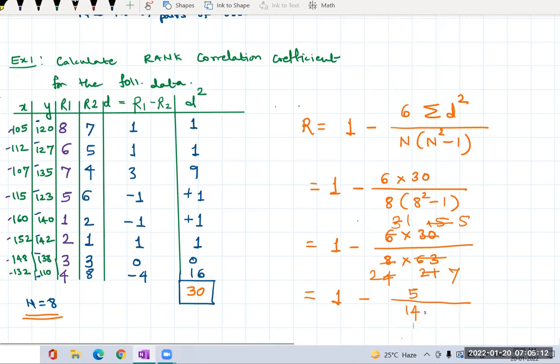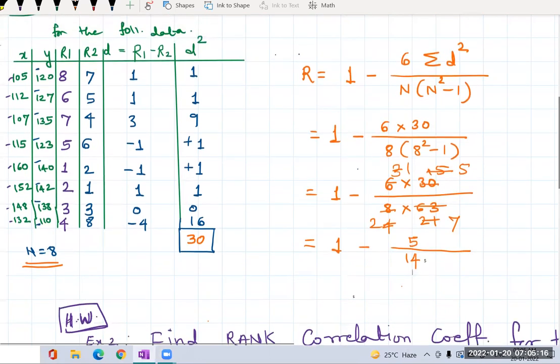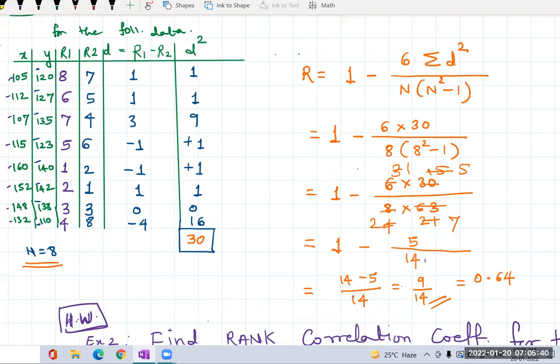Now this can be done like this. So यहाँ पे if you take the LCM, it comes out to be denominator आएगा 14, इधर आएगा 14 minus 5, which is 9 by 14. So you can either keep the answer as 9 by 14, or you can do the calculation on Calc and get the answer in the decimal fraction, which is 0.64.